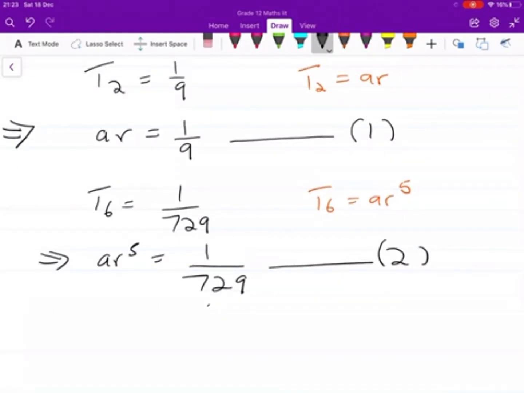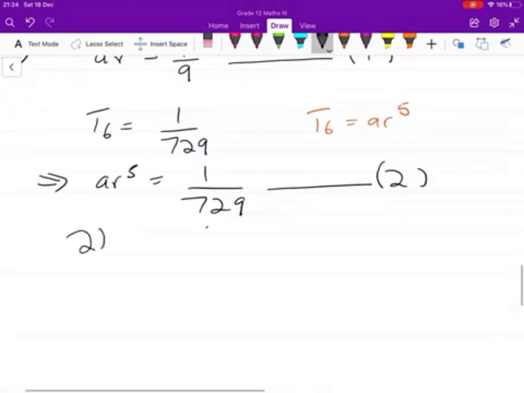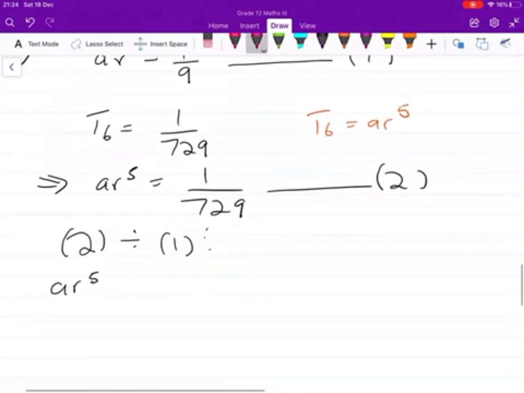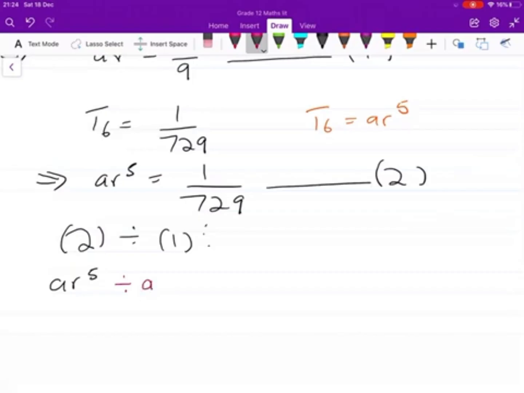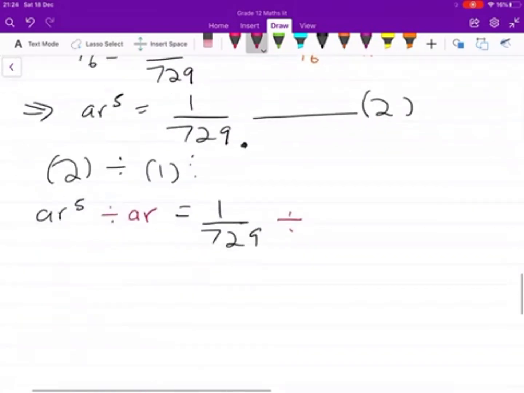From here, I want to apply the elimination method. Substitution is harder to work with here, so we will apply the elimination method where we can remove one variable, and the ideal variable to remove here is A. So I will say equation 2 divided by equation 1. So equation 2, AR to the exponent 5, will be divided by the first equation, which is AR, and this is equal to 1 over 729 divided by 1 over 9.